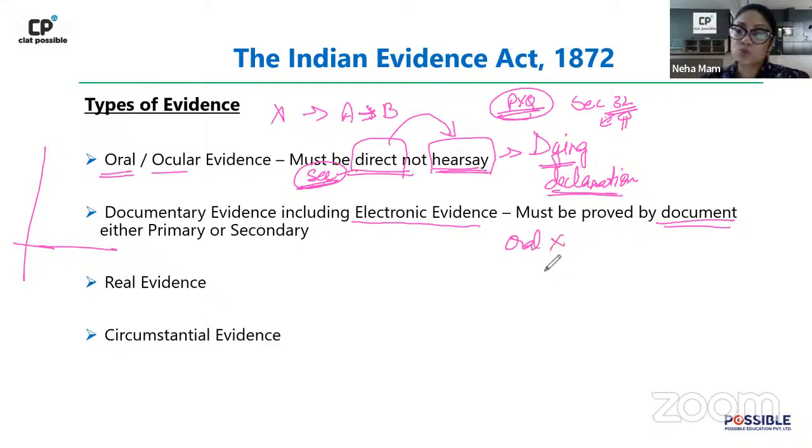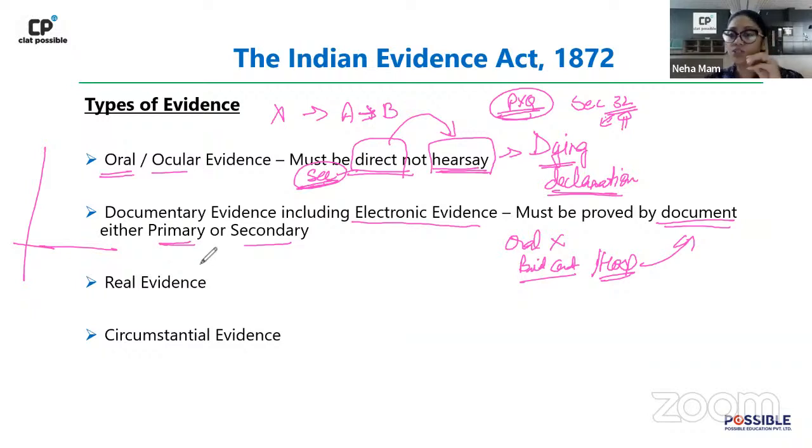You will have to prove it by a document only, which means भाई अपना बर्थ सर्टिफिकेट लेकर आओ, right? या फिर आप अपना हॉस्पिटल का कोई सर्टिफिकेट लेकर आओ where you were born. So any of those things would be the document by which you can prove it. This could be primary, this could be secondary also.